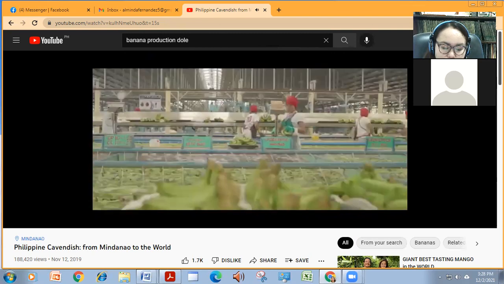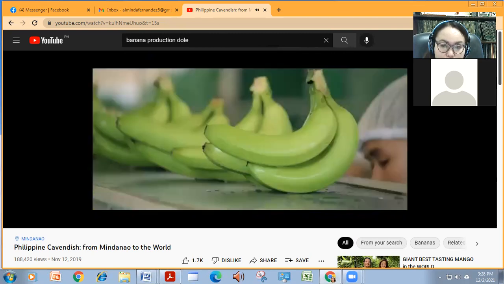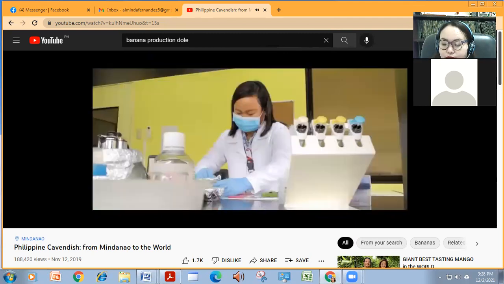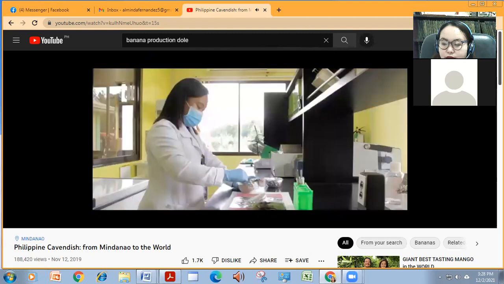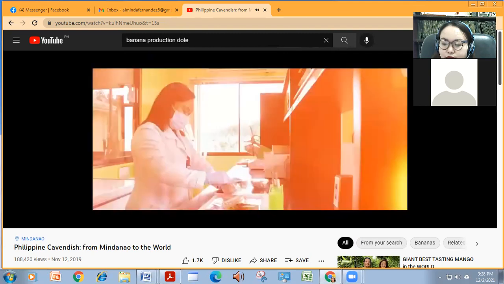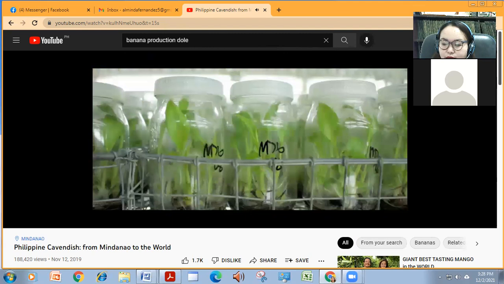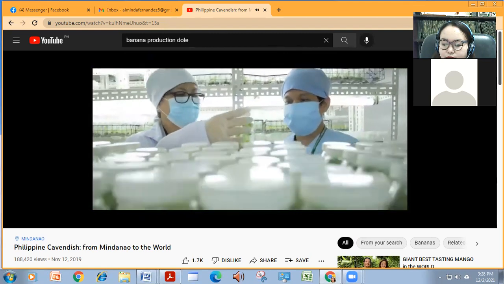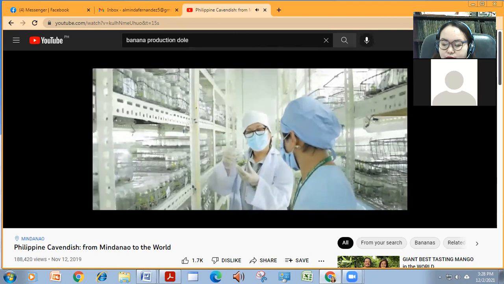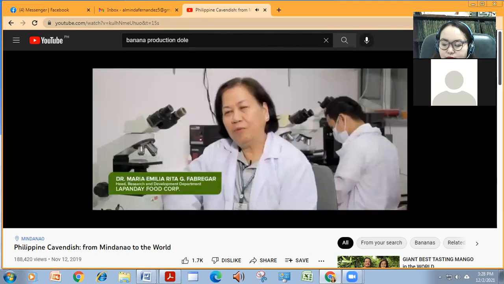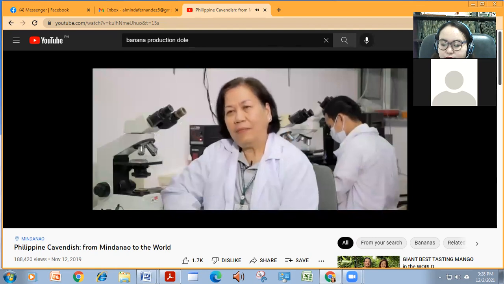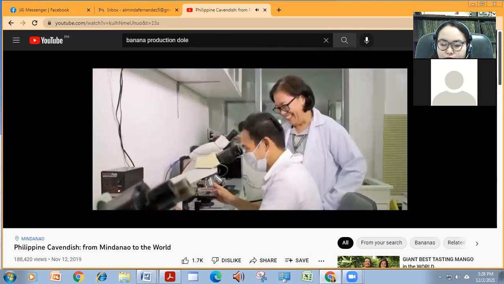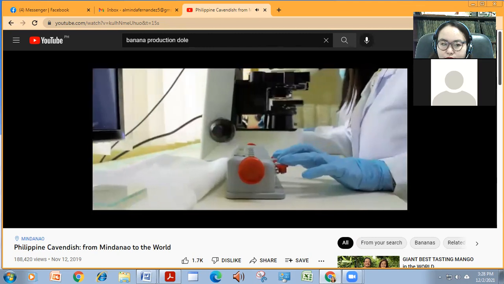The golden banana, as we know today, begins its life here at the Tissue Culture Laboratory. Carefully selected planting materials are propagated under strictly hygienic lab conditions. The reasons why we do tissue culture in our bananas is that first, we wanted to mass propagate our bananas. Second is that we wanted to produce uniform growth of our bananas. And the third one is that we wanted to produce disease-free planting materials.